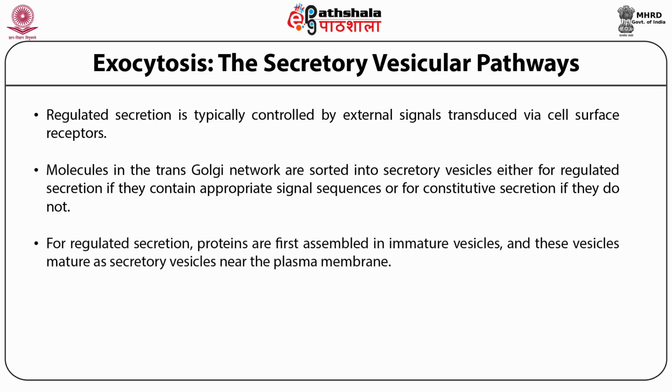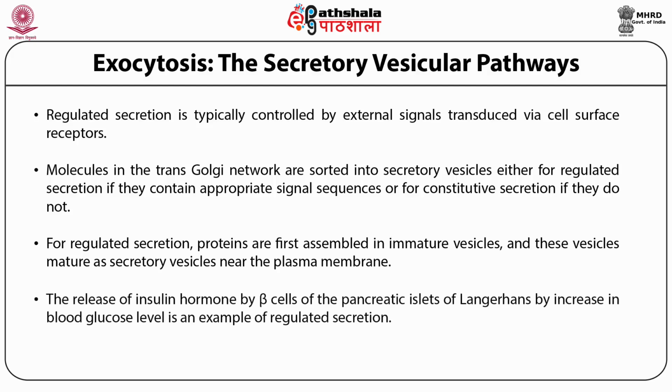For regulated secretion, proteins are first assembled in immature vesicles, and these vesicles mature as secretory vesicles near the plasma membrane. The release of insulin hormone by beta cells of the pancreatic islets of Langerhans by an increase in blood glucose level is an example of regulated secretion.